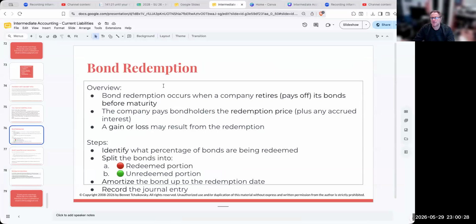Okay. So when it comes to bond redemption, this occurs when a company retires or pays off its bonds prior to maturity. The company pays bondholders the redemption price plus any accrued interest. Gain or loss may result from the redemption. The way we're going to handle redemptions is we're going to identify what percentage of the bonds are actually being redeemed. We're then going to split off the bonds into the redeemed portion and the unredeemed portion, meaning that if we have a $20 million bond and we're redeeming 5 million of it, we're going to have to split off any discount or premium. So we want to amortize that bond up to the redemption date, and then record the journal entry.